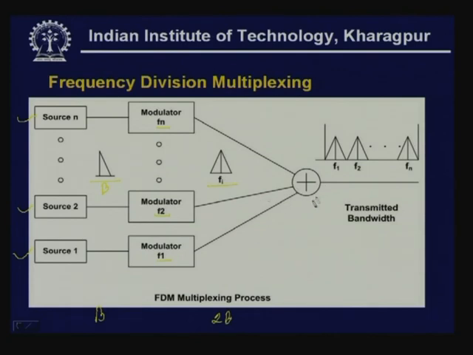And after these are combined together, as you can see, the total bandwidth is the summation of the individual bandwidths. That means 2B plus 2B plus 2B in this way, and obviously there should be some separation between F1, F2 and Fn, so that there is no overlapping. So, this is the transmitted signal bandwidth. As you can see, the transmitted bandwidth is the sum total of the individual bandwidths of the different signals.